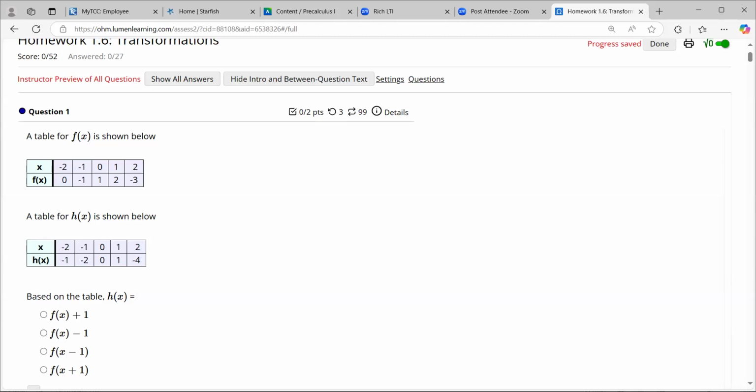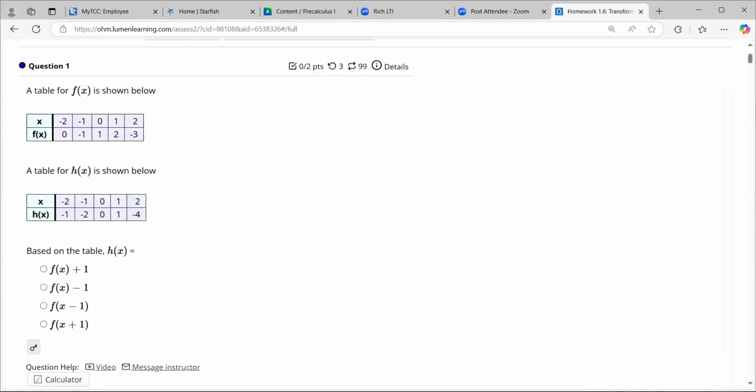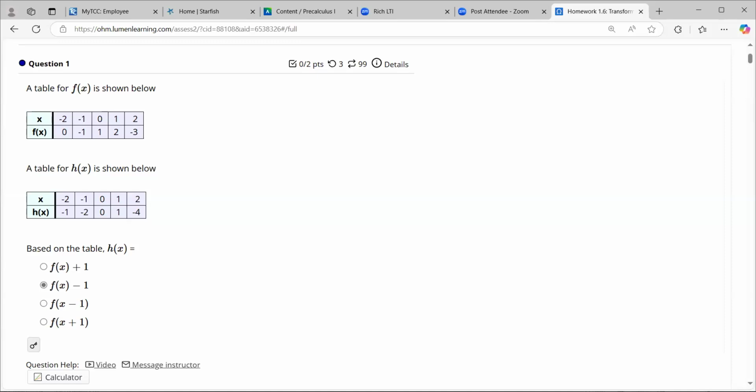So the change happens to the output. What's the change? 1 less, right? -1, the change is -1. And -1 happens to the output. So we choose this option, okay? -1 from the function, from the output. x is the input inside the parentheses. f of x represents y. We know f of x is y. y is the output. So the change happens to the output. So the daughter function h of x is 1 less than the mother function, f of x - 1.